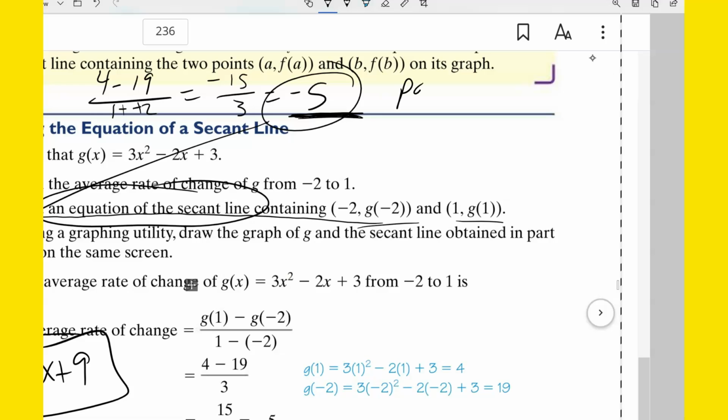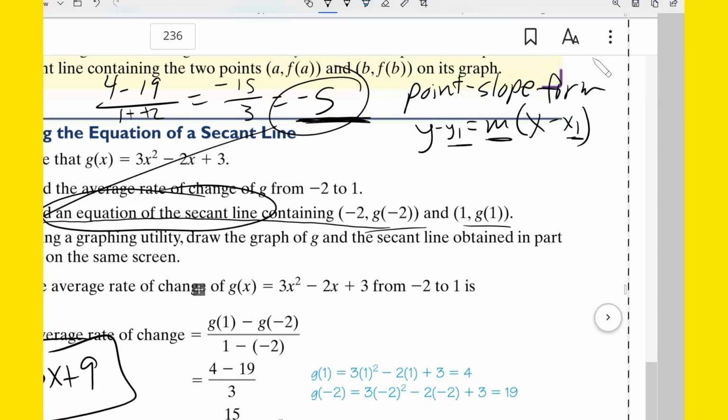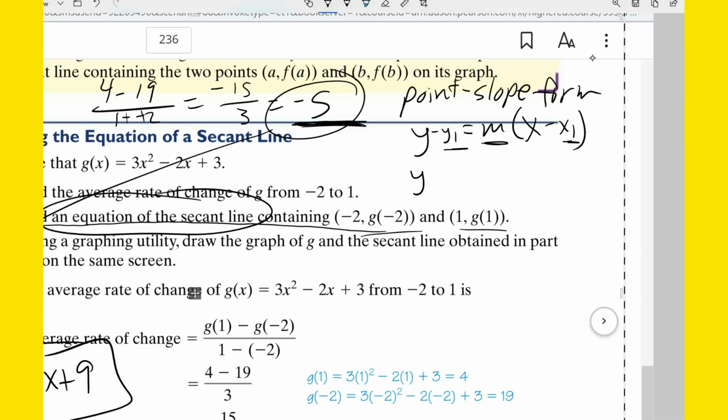Okay, point-slope form for a line. That's y minus y1 equals m parentheses x minus x1. That's point-slope form, where m is still the slope and the x1 and the y1 are the coordinates of any point on the line. So again, I'm going to use the point 1, 4. So I'm going to say y minus 4 equals m is going to be -5, and then x minus 1.